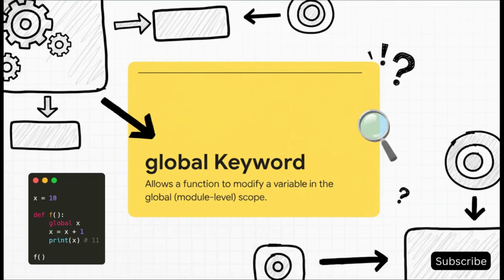You're telling it, hey, listen, for this function, when I say x, I am not talking about a new local variable. I want you to reach all the way out to the main module-level scope and mess with that x. And as you can see, it works. Problem solved, right? Well, not so fast.